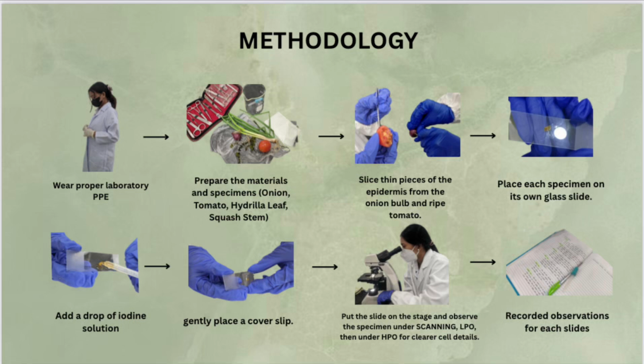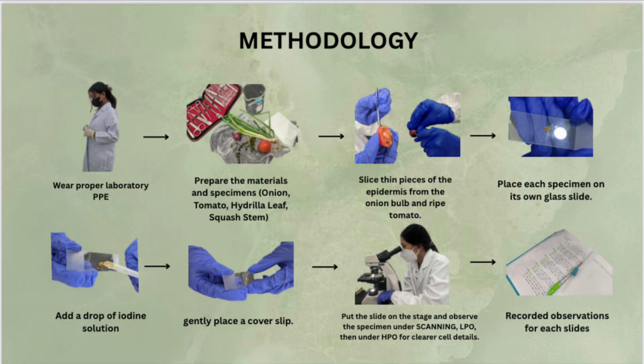After preparation, thin pieces of the epidermis are sliced from the onion bulb and the ripe tomato. Thin slices allow more light to pass through, resulting in a clearer observation under the microscope. Then, each specimen is placed on its own glass slide to prevent mixing of samples. Once the specimen is positioned on the slide, a drop of iodine solution is added. Iodine serves as a stain that enhances the visibility of cell structures.